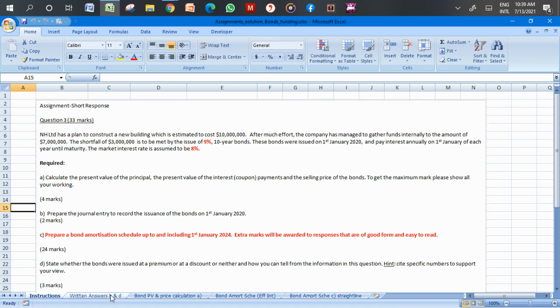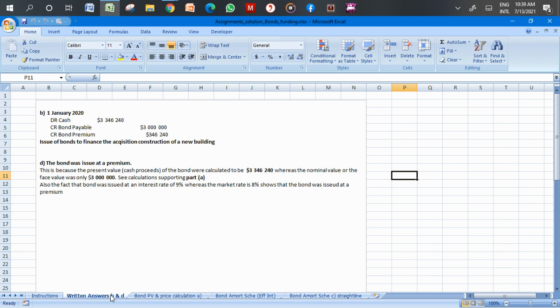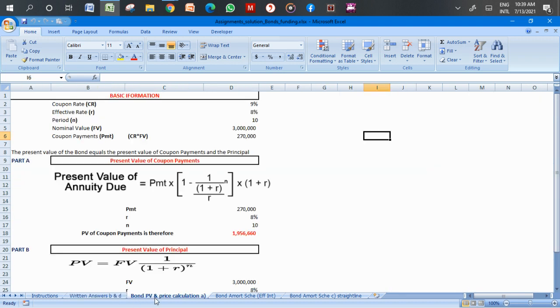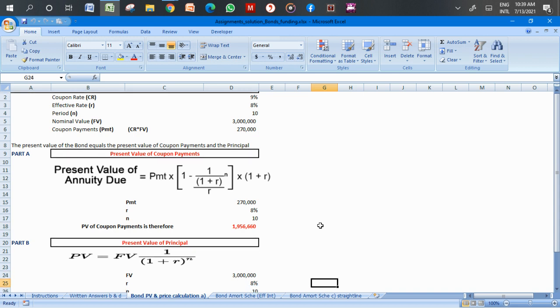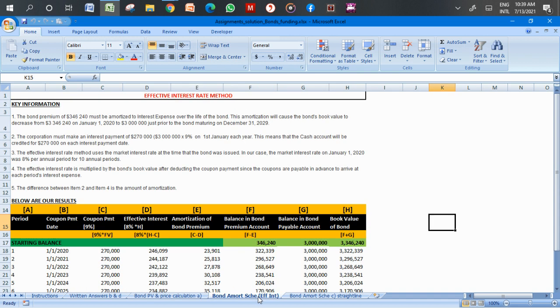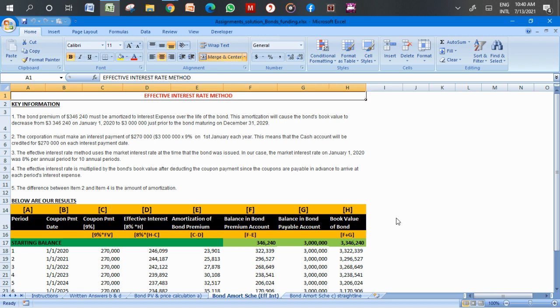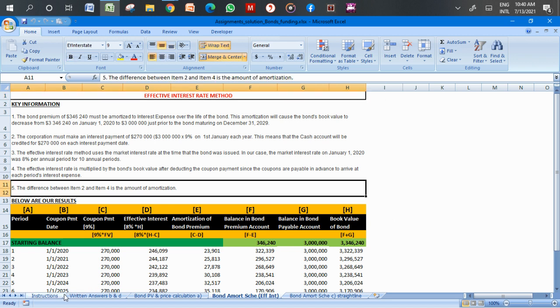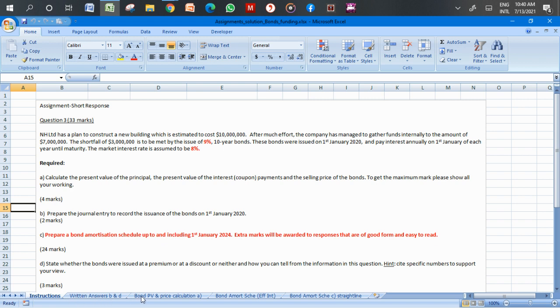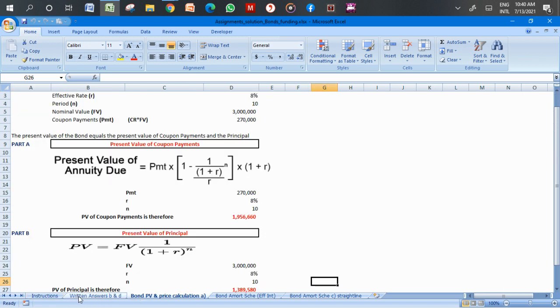The solution is already there, the journals, and also the response to question D, and also the calculations for the present value of the bond, the coupon payments, and so forth. And also the amortization of the bond is here. We have two methods of amortizing a bond: the effective interest rate method and the straight line method. So all the methods are here. The solution is actually complete, but I'm just going to show you how we ended up with such a solution.